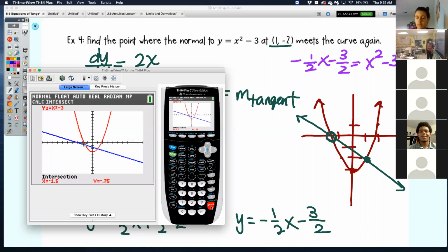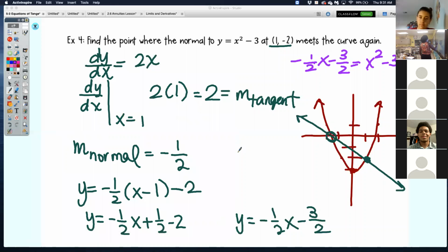Did you guys get negative 1.5, negative 0.75? And y'all know I hate decimals, so what's negative 1.5 as a fraction? Negative 3/2. And what's negative 0.75 as a fraction? Negative 3/4. So the point where the normal meets the curve again is at negative 3/2, negative 3/4.